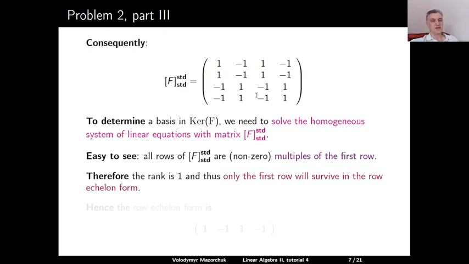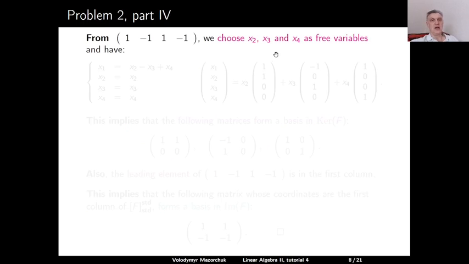So the rank of this matrix is 1, and so only the first row will survive in the row echelon form. So the row echelon form of this matrix just coincides with the first row of this matrix. And if we take the leading element in the first column, then we can choose x2, x3, and x4 as free variables.